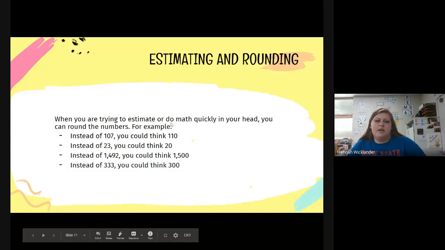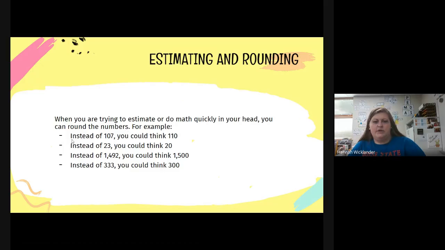So when you're trying to estimate or do math quickly in your head, you can round the numbers. So for example, instead of 107, you could think 110. Instead of 23, you could think 20. Instead of 1,492, you could think 1,500. And instead of 333, you could think 300. So notice how 107 became 110, so that's a little bit bigger, but then 23 became 20, that's a little bit smaller. So you just take whatever it's closer to. If it's closer to the bigger number, you can round to the bigger number. But if it's closer to the smaller number, you can choose the smaller number.